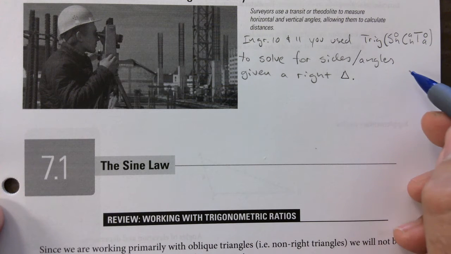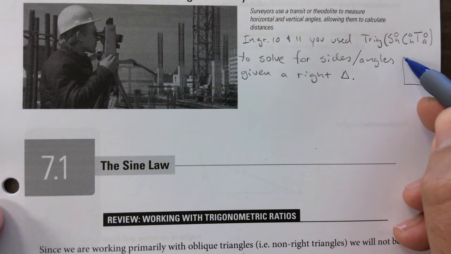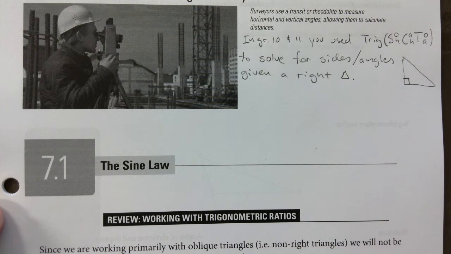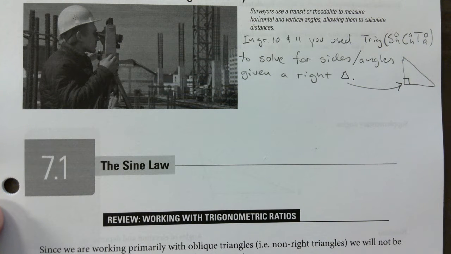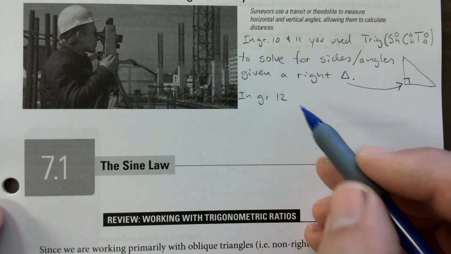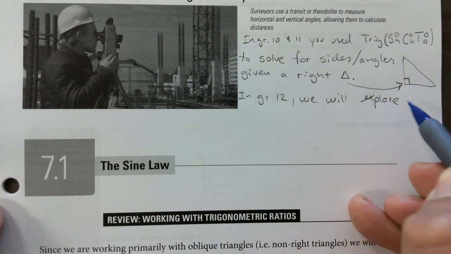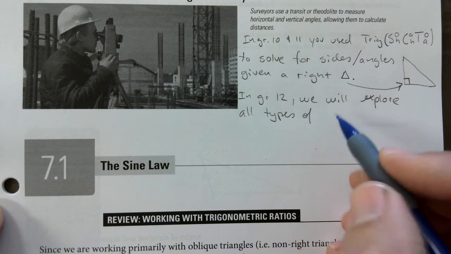And what do we know about right triangles? The definition is really you need one angle in that triangle to measure 90 degrees, and that's denoted by that little square in one of the vertices, right? One of the corners. So that right there tells us that that's a right triangle. So the Pythagorean theorem and SOHCAHTOA work for right triangles. So in grade 12, we will explore all types of triangles.